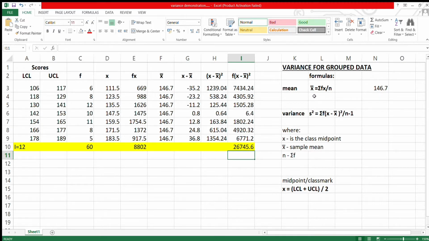Now, we're ready to solve for the variance. Let us substitute this to the formula. We have the summation of this, divided by our total frequency, which is 60 minus 1, and we get 444.76.